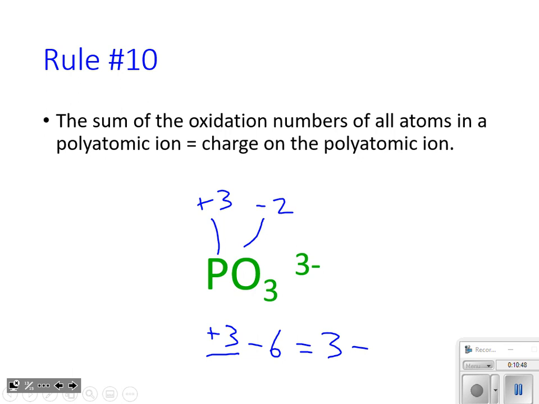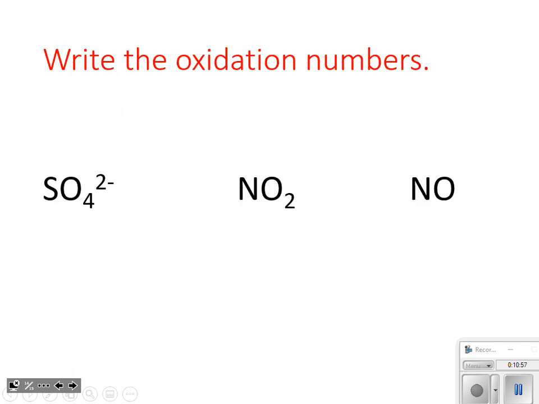Questions on that? So when we have a charge, okay, of a polyatomic, it's got to equal what that polyatomic's charge is. Now, here are a couple we're going to work on, okay? We're going to work on these and do these, a couple slides worth of oxidation numbers. So I look at SO4 here, 2-. That is the sulfate ion.